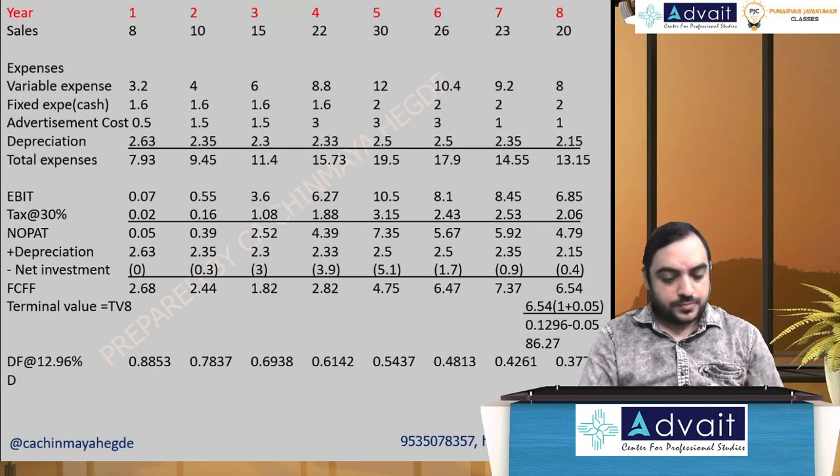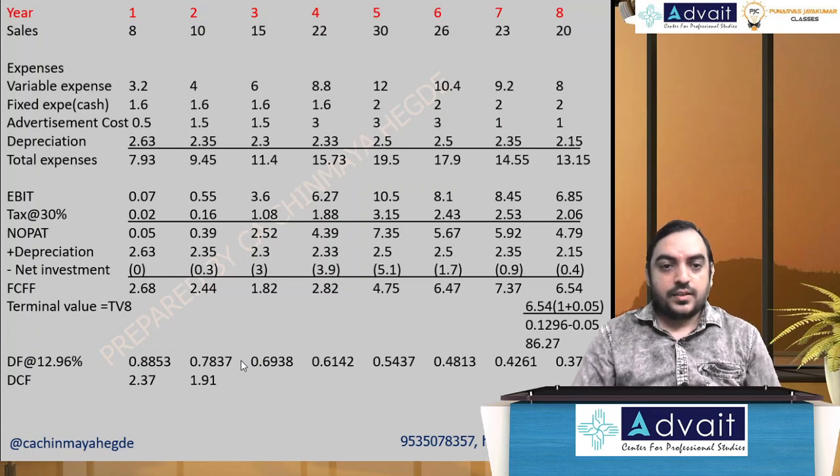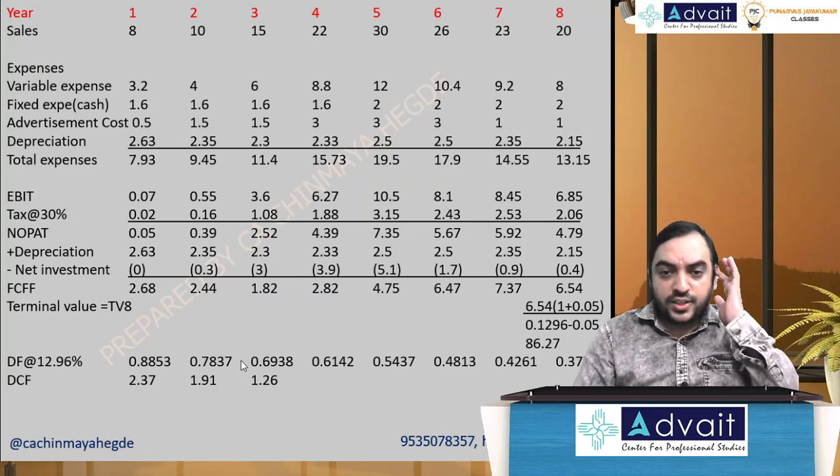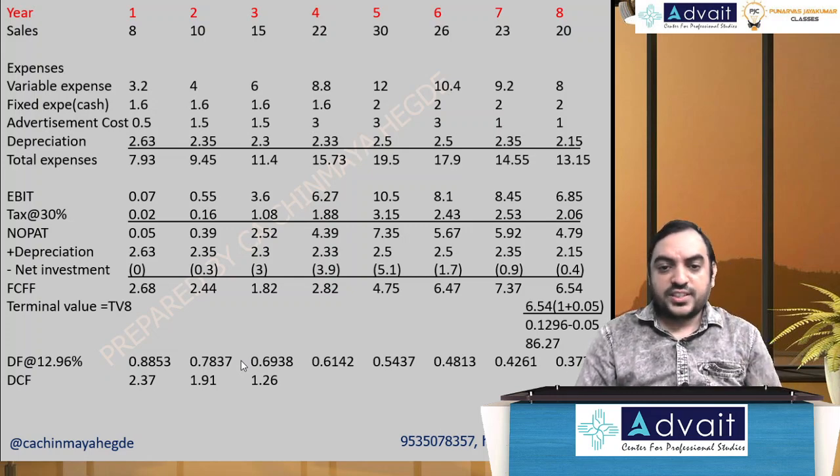So discounted cash flow, present value: 2.68 into 0.8853, 2.37; 2.44 into 0.7837, 1.91; 1.82 into 0.6938, 1.26; 2.82 into 0.6142, 1.73; 4.75 into 0.5437, 2.58; 6.47 into 0.4813, 3.11; 7.37 into 0.4261, 3.14; 6.54 into 0.3772, 2.47. And one more thing will come, terminal value also. That is 86.27 into the same discounting factor, 0.3772, 32.54.